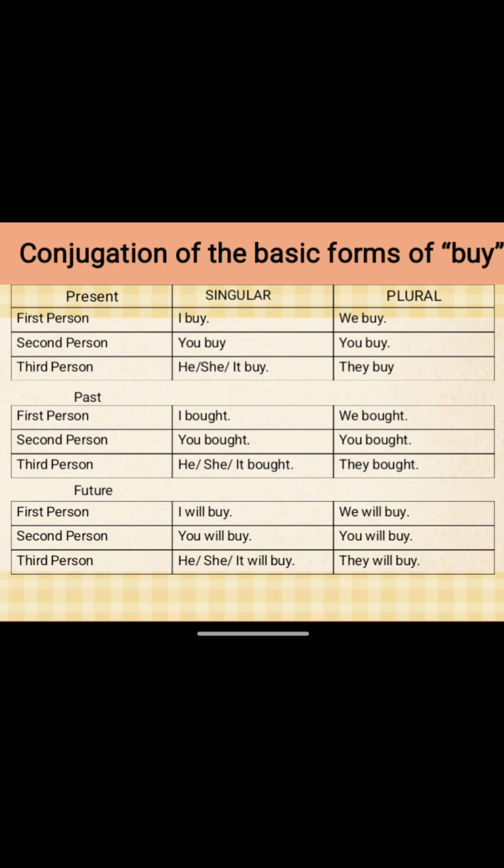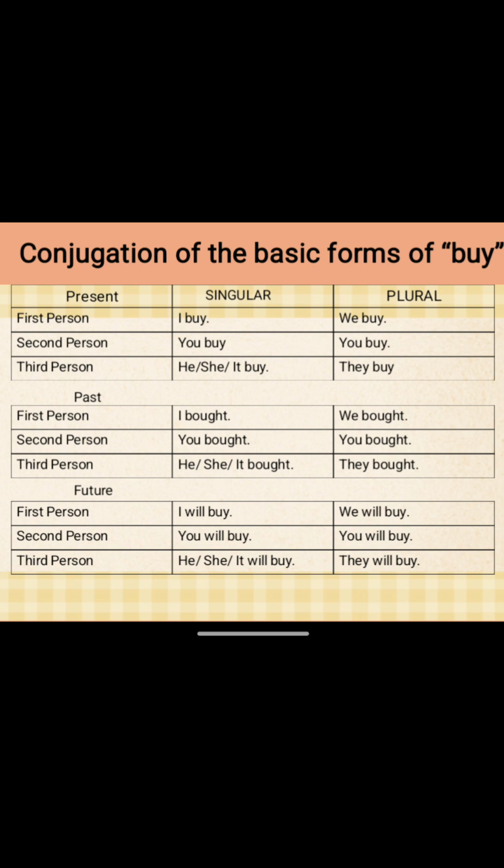So we have here the example present, past, and the future. So in the present, in singular, the first person I buy, and the plural is we buy. Second person you buy, and the plural you buy. In the third person, he, she, it buys, and the plural is they buy. So present tense is the action happening now.